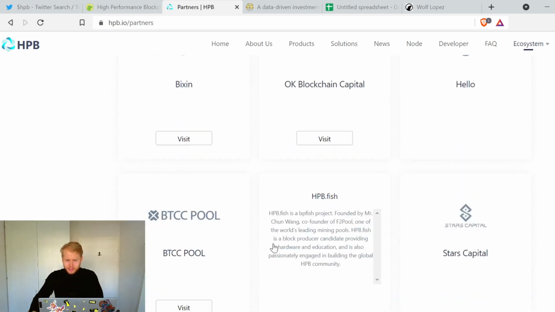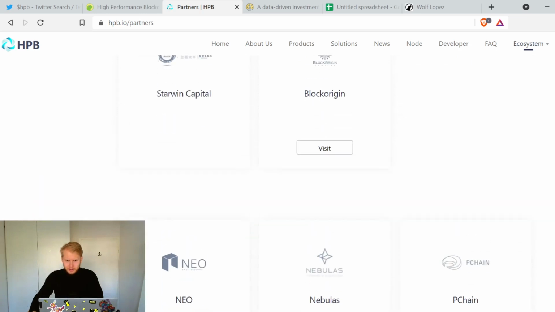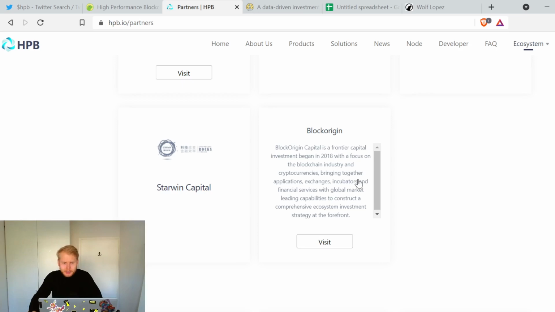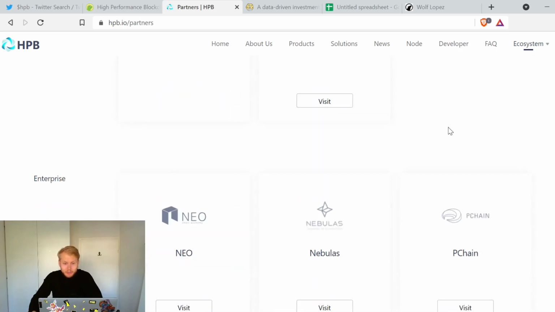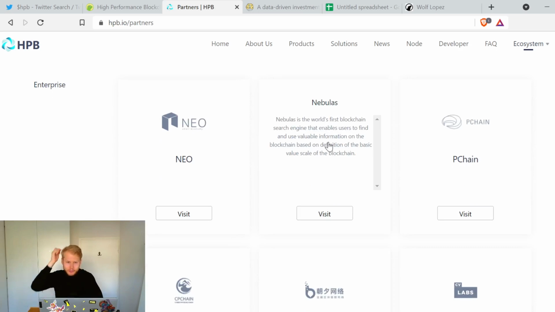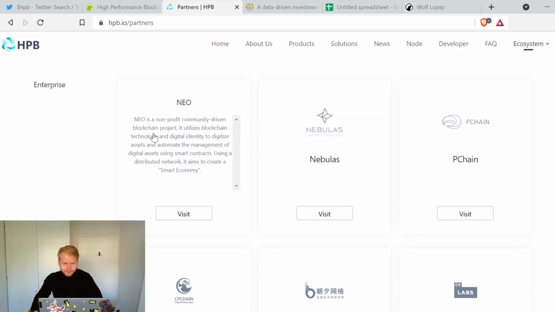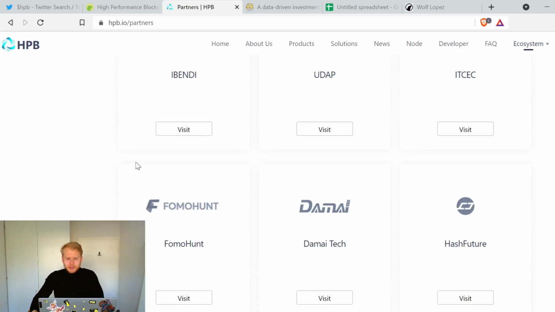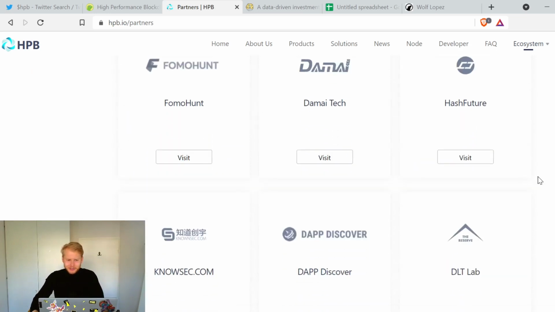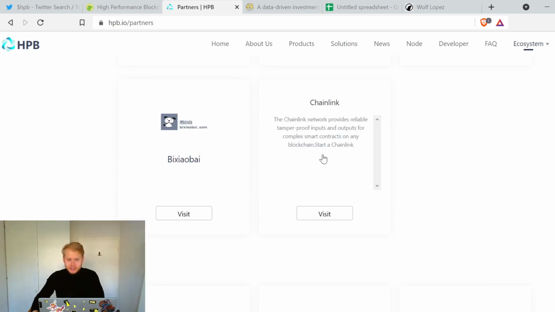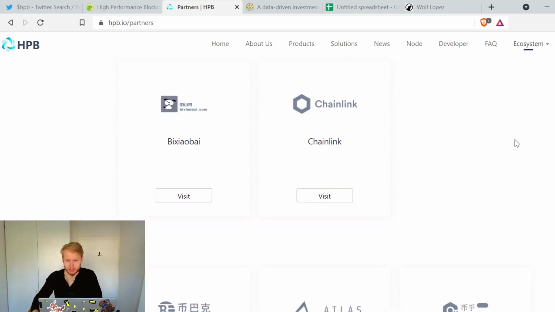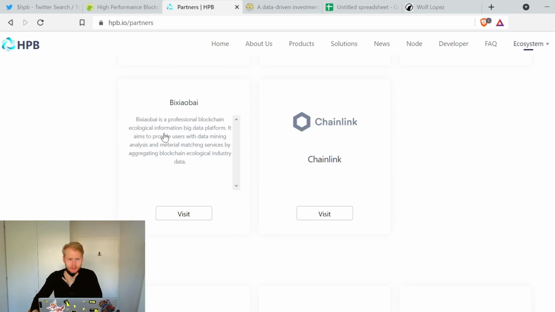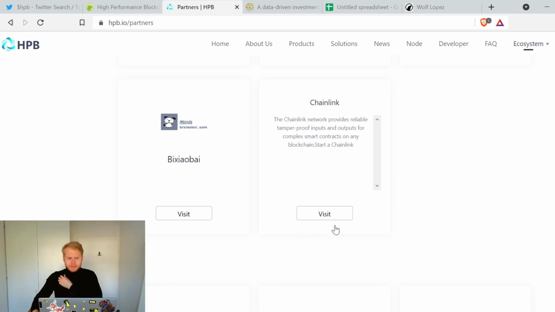Hello, HPB fish. Capital. Okay, so Block Origin is a frontier capital investment in 2018, focused on the blockchain industry. So that's pretty cool. Enterprise, Nebula is here, crazy. Nebula is the world's first blockchain search engine that enables users to find and use valuable information on the blockchain. That's crazy. And then there's NEO, so there's a connection with NEO, with the Asian project. So these, FOMO, hash future, and chain. They also provide reliable temporal inputs and outputs. So media, professional blockchain economy, inform big data platform. That's pretty cool.